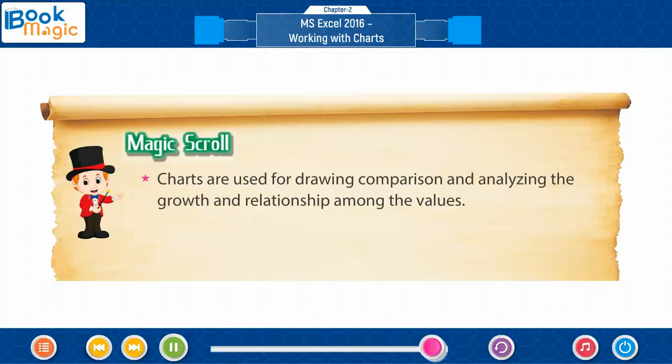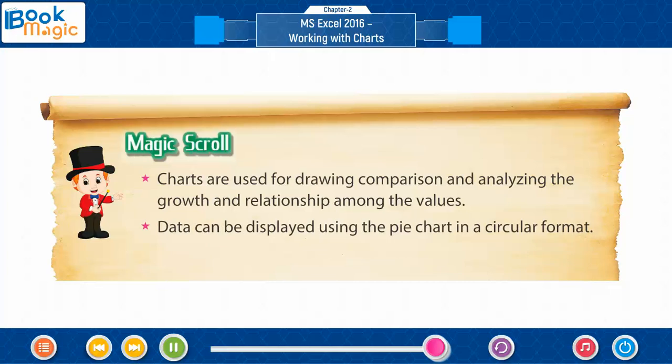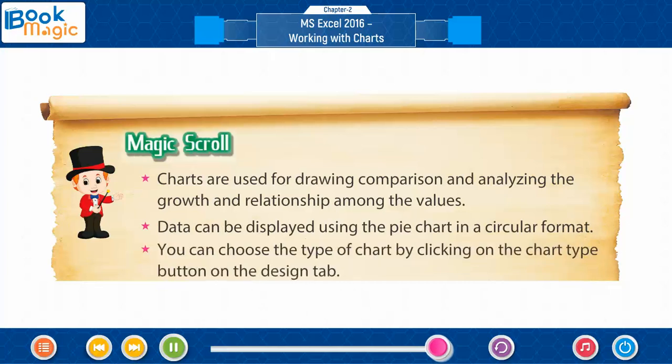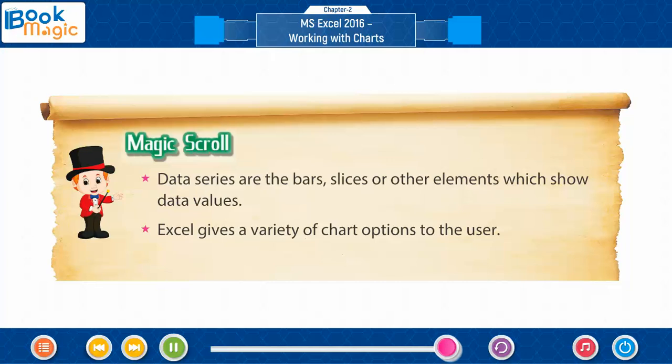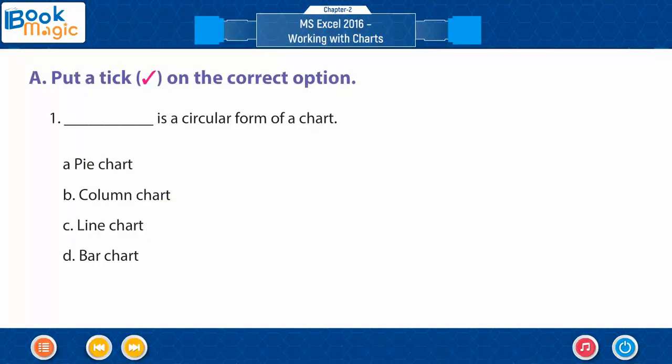Charts are used for drawing comparison and analyzing the growth and relationship among the values. Data can be displayed using the pie chart in a circular format. You can choose the type of chart by clicking on the Chart Type button on the Design tab. Data series are the bars, slices or other elements which show data values. Excel gives a variety of chart options to the user. A. Put a tick.